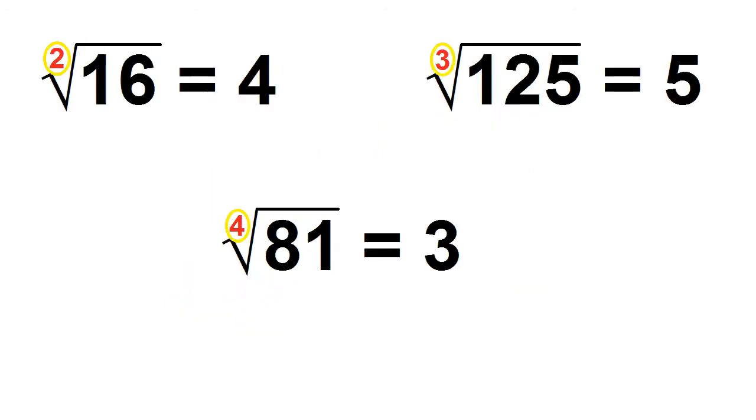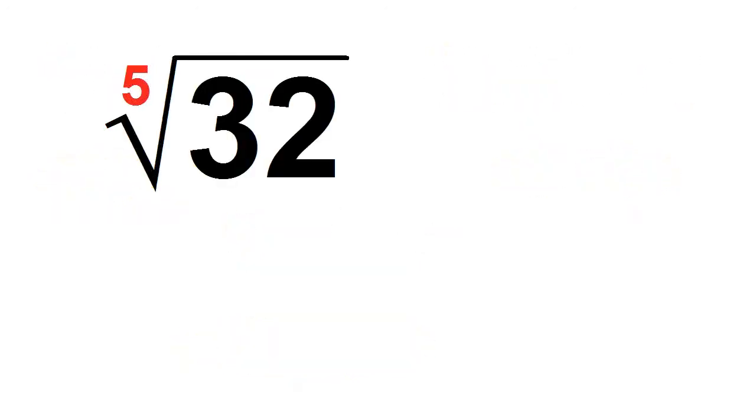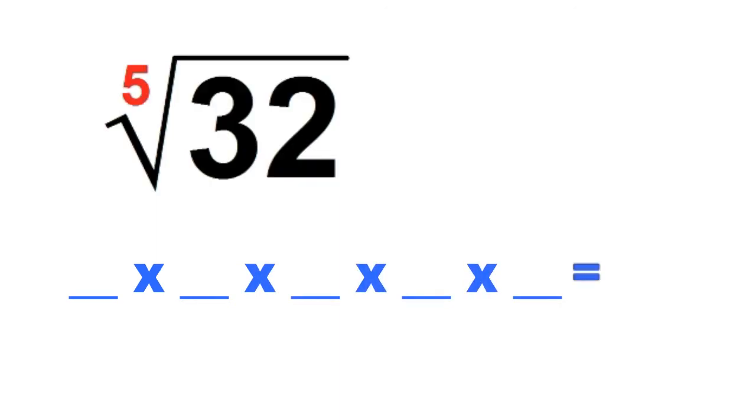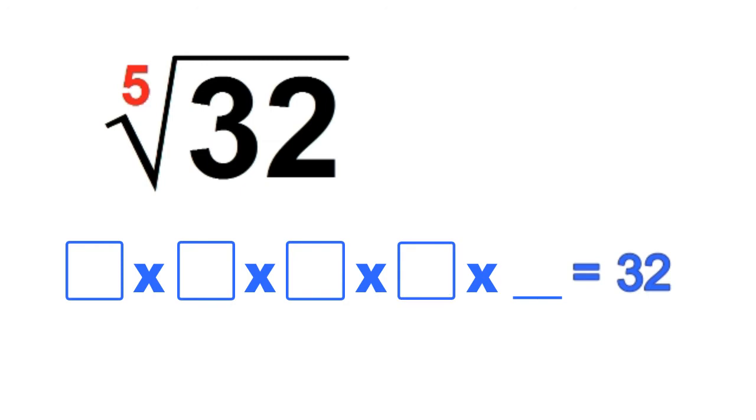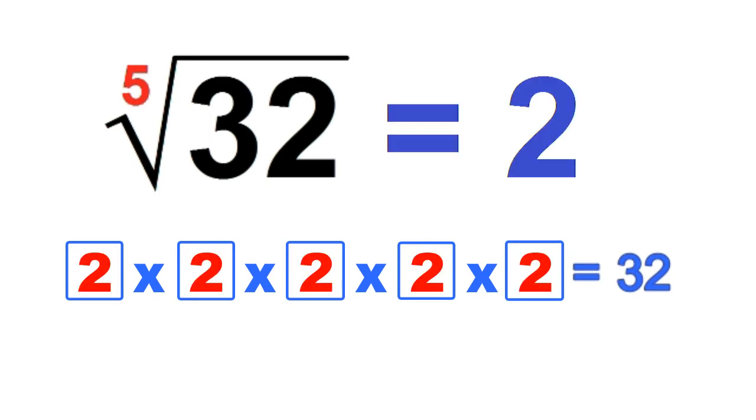Notice that the little number in front of the radical sign tells us how many roots there should be. If we wanted to find the fifth root of 32, that means we're looking for a number that, when multiplied by itself 5 times, gives us 32. So blank times blank times blank times blank times blank is 32. What goes in the blank? The answer is 2. The fifth root of 32 is 2.